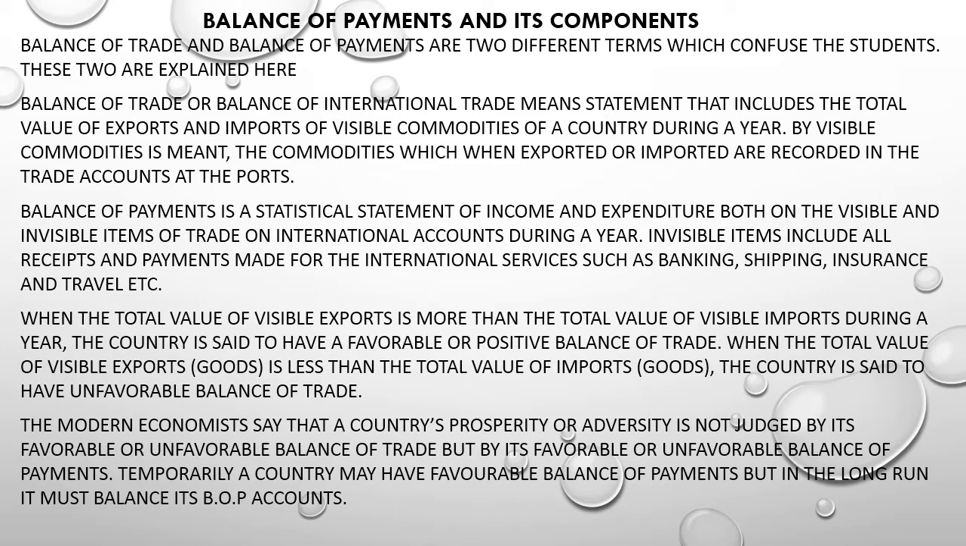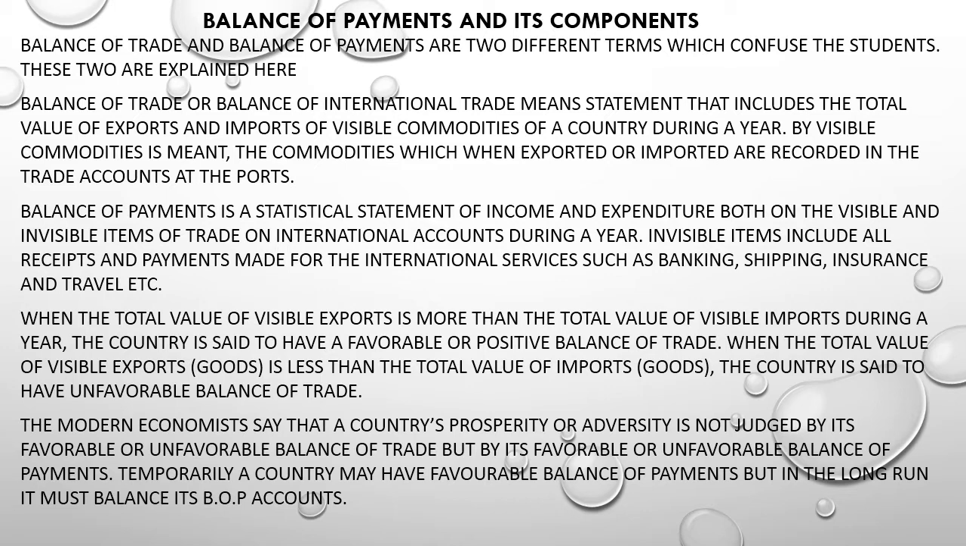So, visible exports and imports means goods and commodities which are exported and imported. And invisible exports and imports means services which are rendered or received by a country. When we render services to other countries, then we earn foreign exchange for our services. And when we get services from other countries, then we have to pay foreign exchange for those services. So, this is the meaning of visible and invisible.